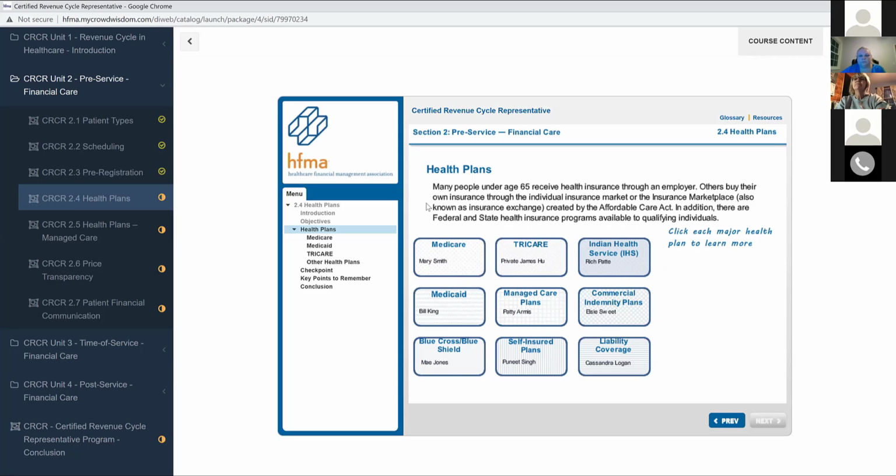So many people under age 65 receive health insurance through an employer. Others buy their own insurance through individual insurance markets or the insurance marketplace, also known as the exchange, created by the Affordable Care Act. In addition, there are federal and state health insurance programs available for qualifying individuals. So we're going to start with Medicare.